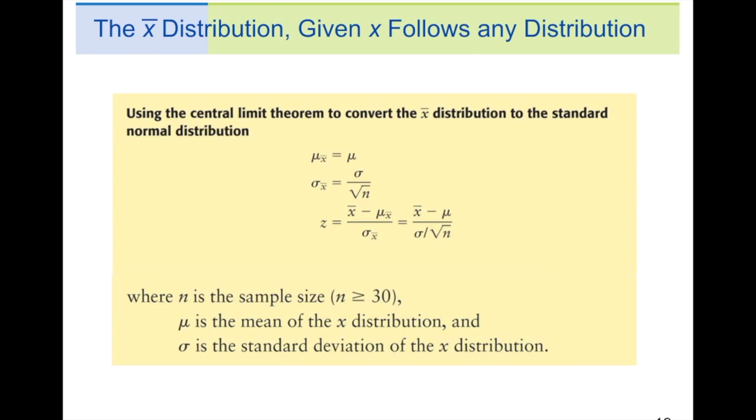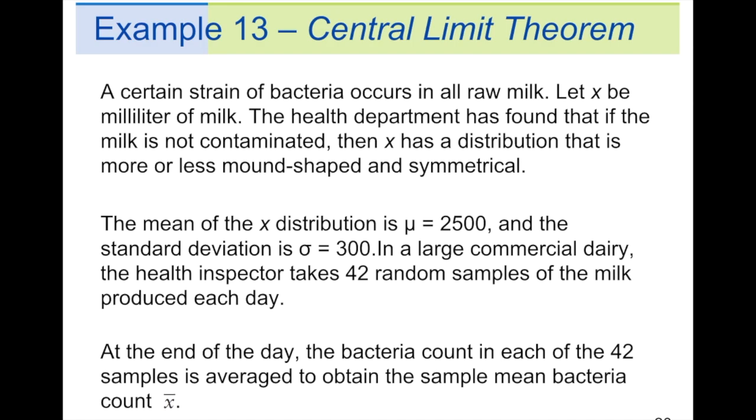Where n is the sample size, greater than or equal to 30, mu is the mean of the x distribution, and sigma is the standard deviation of the x distribution. So this is saying that it works for any distribution, not just normal distributions, as long as n is greater than or equal to 30.